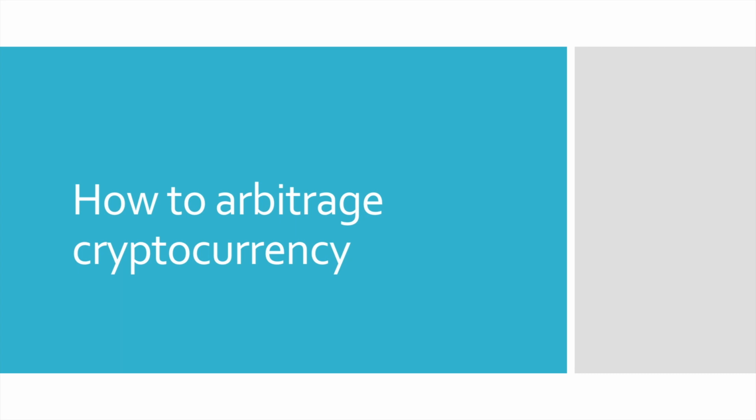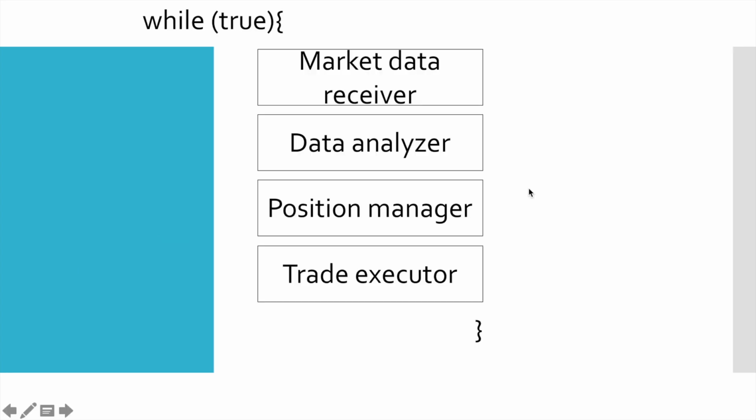In this video series, I will show you how to build your own cryptocurrency arbitrage bot. We are getting closer to finish. In the previous videos, we have implemented market data receiver, data analyzer, and position manager. And the only module we need to implement is trade executor. Trade executor is responsible for trading mechanics, like orders placement on the exchanges, checking orders, and canceling them if necessary, of course. Probably trade executor is the most complex part of arbitrage bot. And for the sake of simplicity, I'll show you very basic implementation of it.